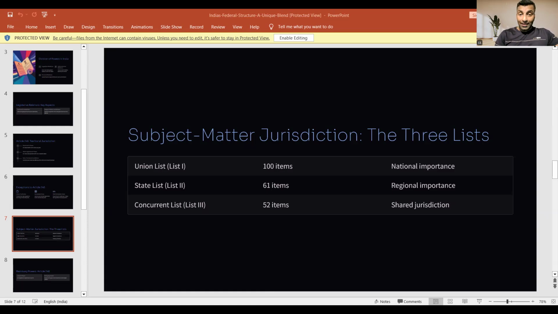Now coming to the Concurrent List, it contains around 52 items on which both Parliament and the state legislature can legislate, for example marriage, bankruptcy, etc. In case there is a conflict, where there is a state law and a central law, which one will prevail? The Center. That means Parliament will prevail in this case. So that's the three lists.